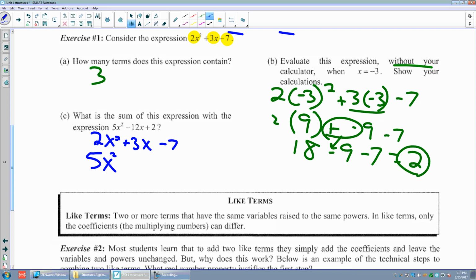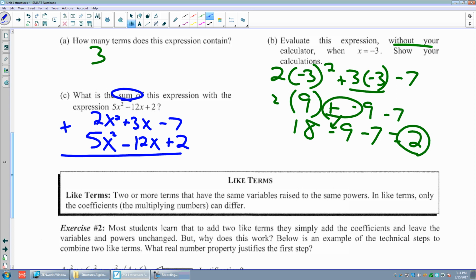Now, since we're adding, it doesn't matter which one we do first, so I'm doing the second one first. Minus 12x plus 2. That kind of looks like a 2 squared. There we go. Double check. Make sure that I have everything right. We are adding 7x squared. You don't change the exponent when you add. Minus 9x. Positive 3 minus 12 is -9. -7 plus 2 is -5.